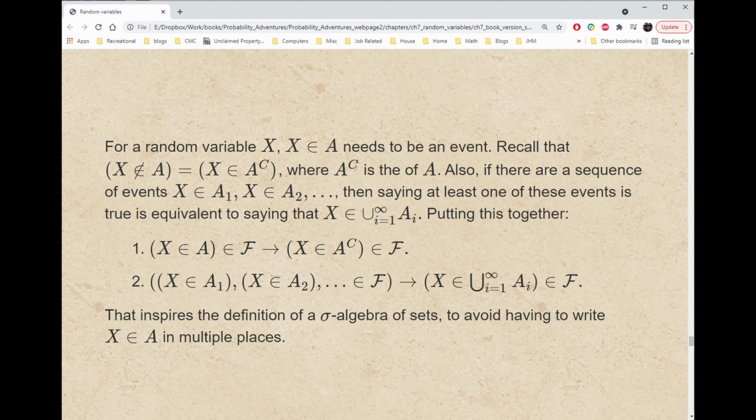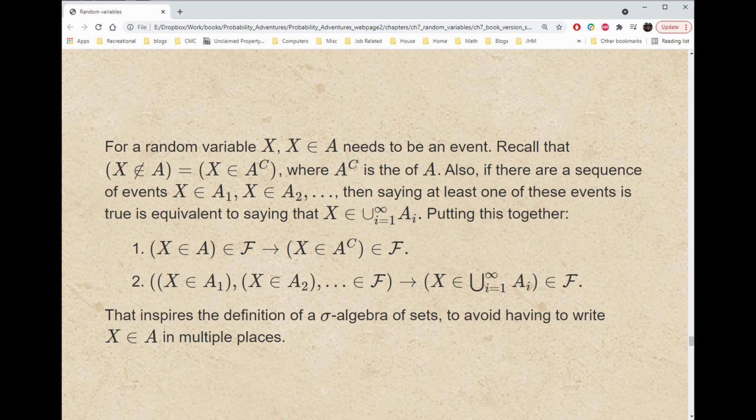Now, for a random variable x, we have events of the type x is an element of A. The negation of that event, that x is not in A, is the same as saying that x is in A complement. Also, if x is in at least one of a sequence of sets, then x has to be in the union of those sets. So putting this together, this tells us that if x in A is an event, x in A complement should be an event. And if x in A sub i is an event, that implies that x in the union of the A sub i should also be an event.